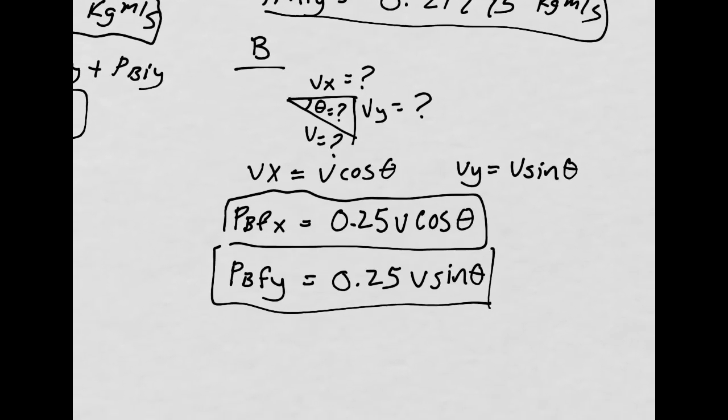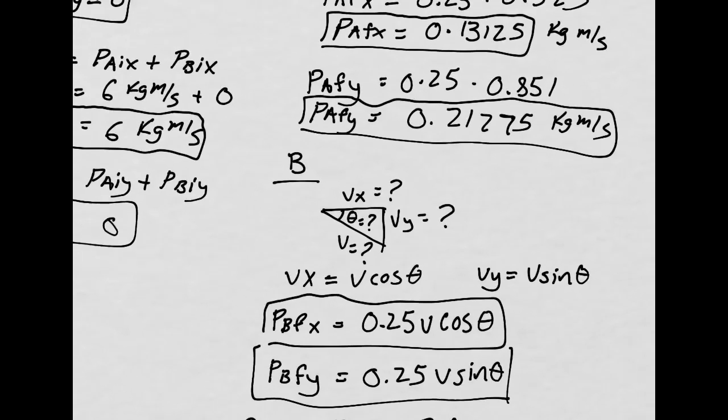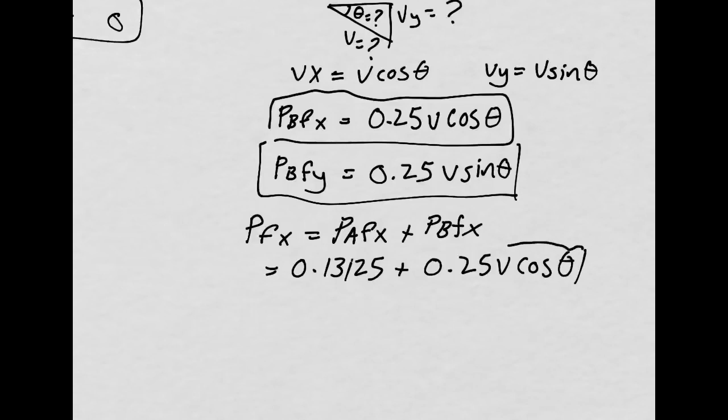So, now we have to go and do P final x is equal to PA final x plus PB final x. PA final x was 0.13125 plus PB final x, 0.25 V cosine of theta. I know it's a lot, that's why we're going as slow as we possibly can.